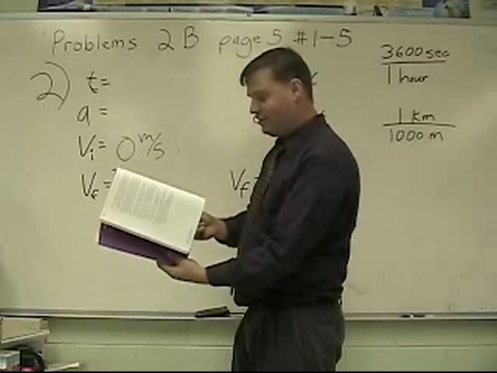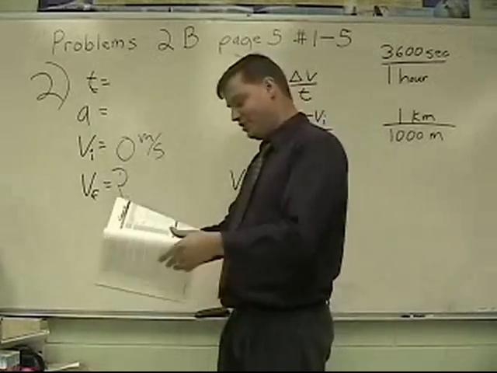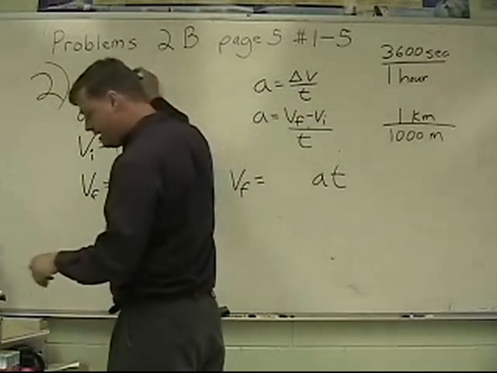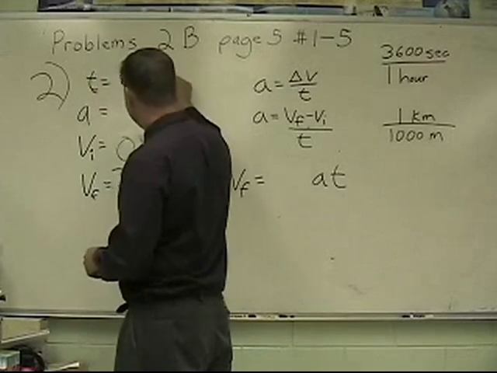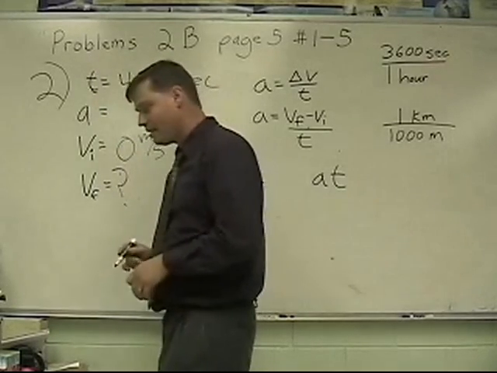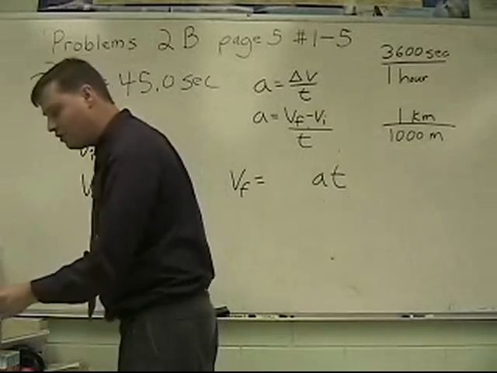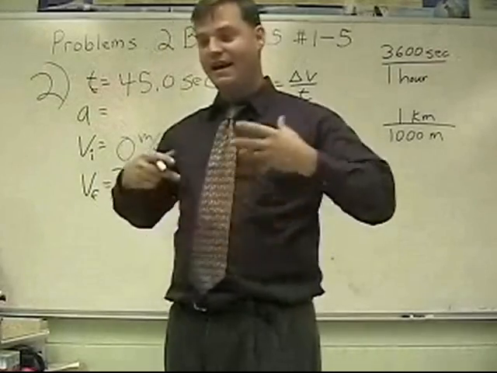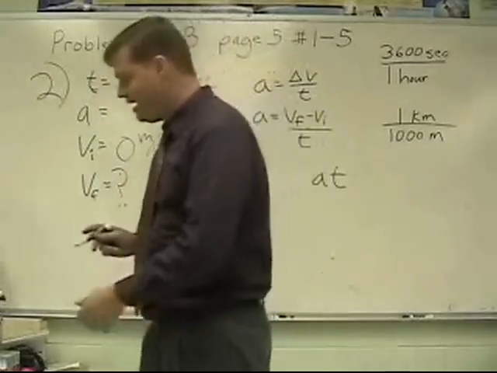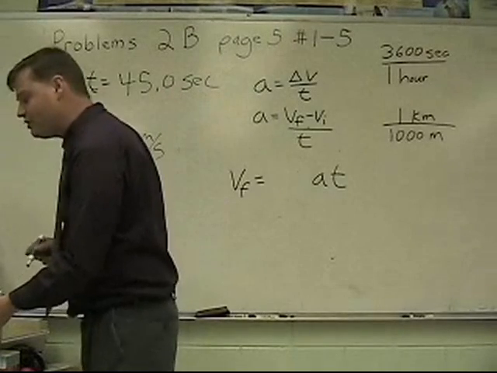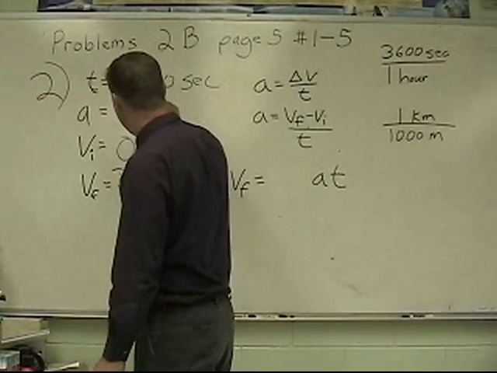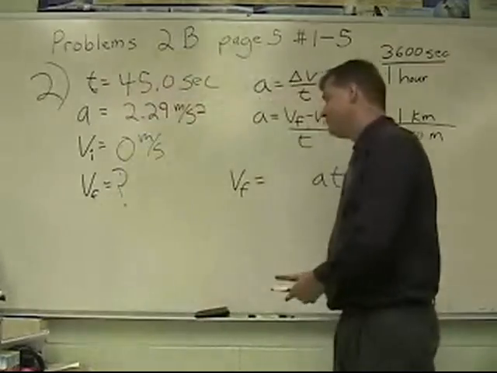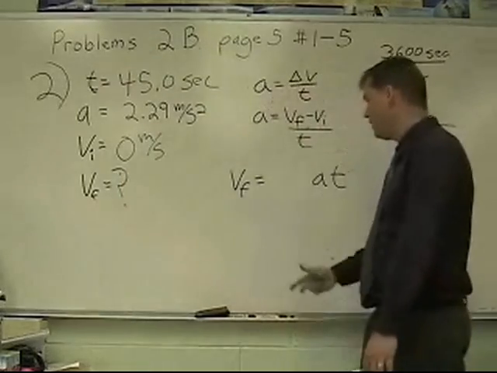The glider is launched so that in 45 seconds it reaches its maximum speed. So our time is 45 seconds. Our acceleration is that of the wind, since the kite is being carried by the wind, and assuming that it is moving fluidly with the wind, it is accelerating at 2.29 meters per second squared. Once again, our initial velocity is 0.